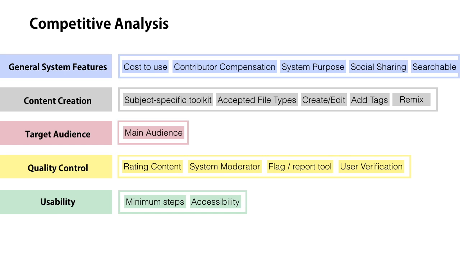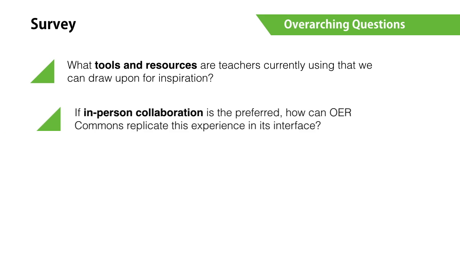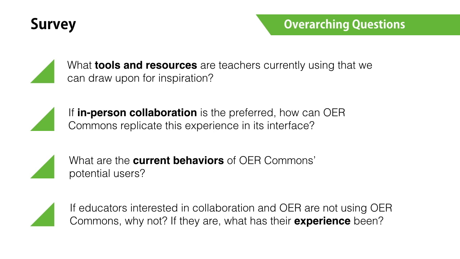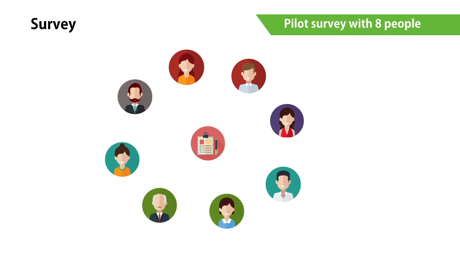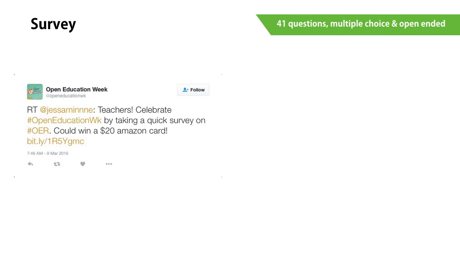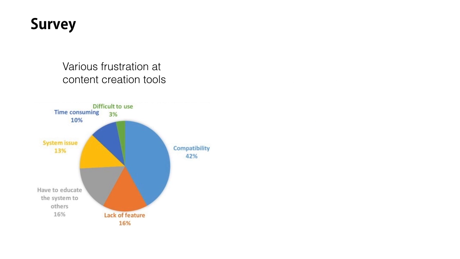We then conducted a survey to learn more about teaching behaviors from a larger number of target users. First, we identified overarching problems we wanted to solve with the survey, and then we carefully developed and tested the questionnaire. We used Qualtrics as our survey platform and distributed it online. Having our survey link retweeted by Open Education Week helped our outreach efforts, and we were able to generate 61 responses within a few days.